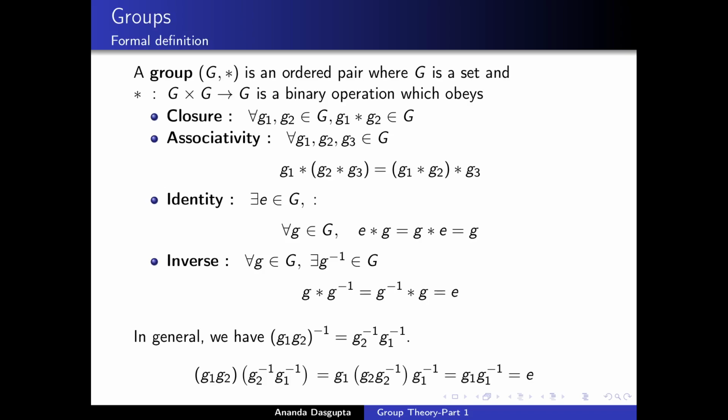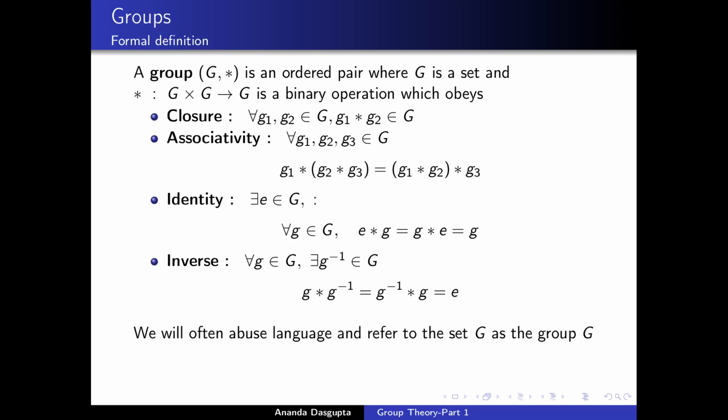And one more important point must be stressed at this stage, and this is more about language than anything else. We will often abuse language and refer to the set G, which is the underlying set of a group, as the group G. So we will often use language like subset of a group G, whereas what we really mean is subset of the underlying set of the group G. Let me stress once again that the group is really defined using both the set and the product operation. But if the product operation is obvious from the context, we very often do not mention it and we use this language.